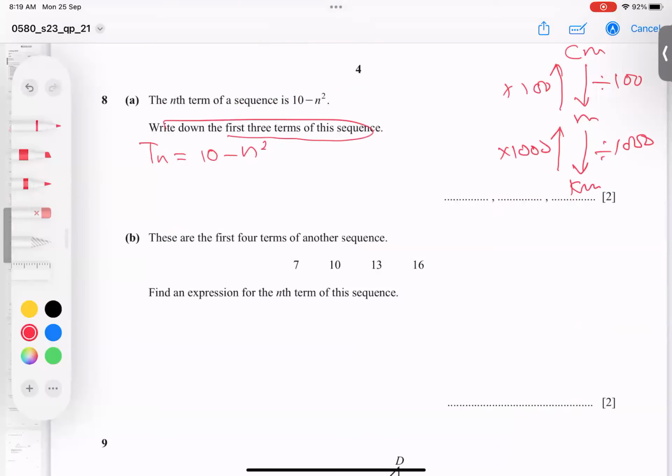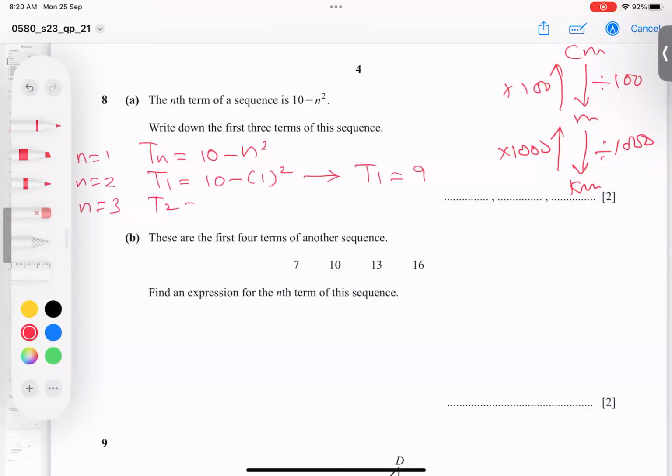The first three terms we have to find, and what to do? I have to plug in n=1, then n=2, then n=3. If I plug in 1, 10 minus 1 to power 2, T1 is 9. If I plug in 2, T2 is 10 minus 2 square, 2 square is 4, and I get 6. So the second term is 6. If I plug in 3, 10 minus 3 square, 9, T3 is 1. So I got 9, 6, 1, and that continues forever. But we need the first three terms only.